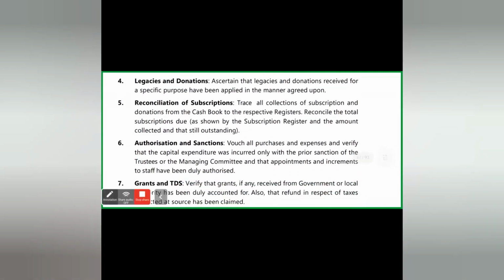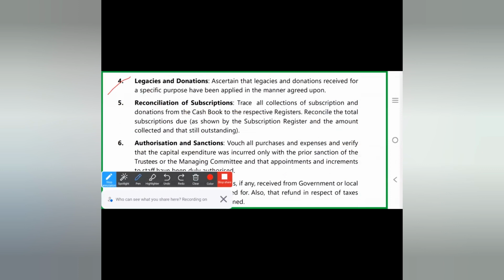Then we have to check legacies. Legacies, what is it? Is it clear to you, Anil?